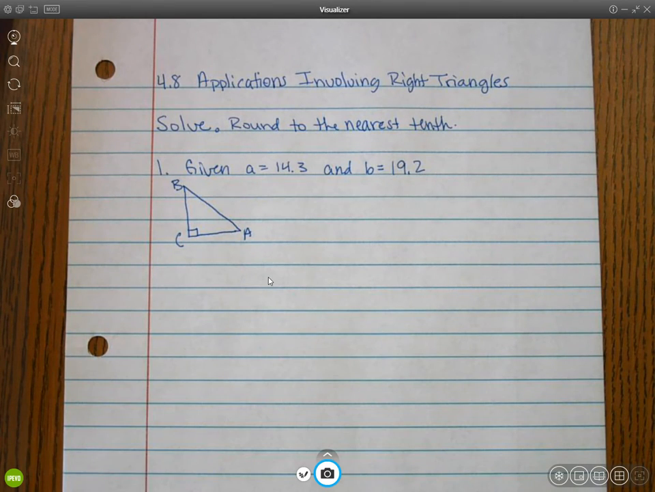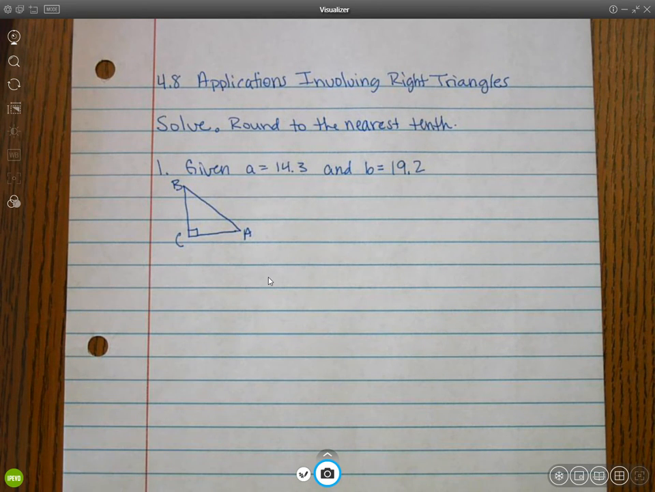Okay, 4.8 is a lot easier to explain and to grasp than 4.7. 4.7 didn't have anything all that difficult, especially if you understand the unit circle and what your trig functions do. But 4.8 is a lot easier to follow. So what's going to happen is we're going to solve right triangles. We're going to find all of the pieces.